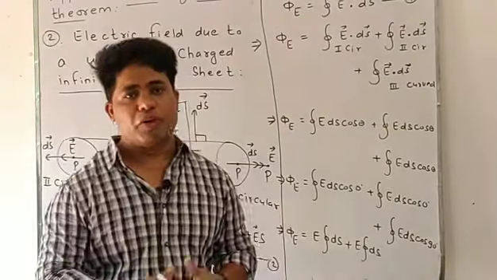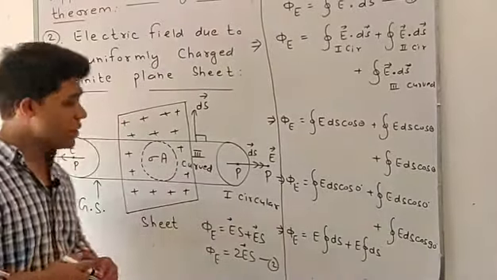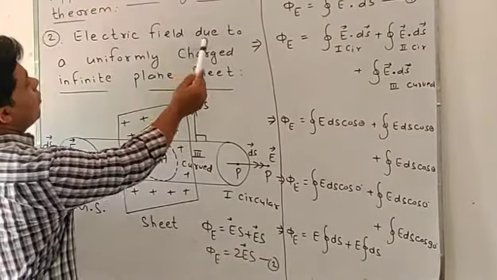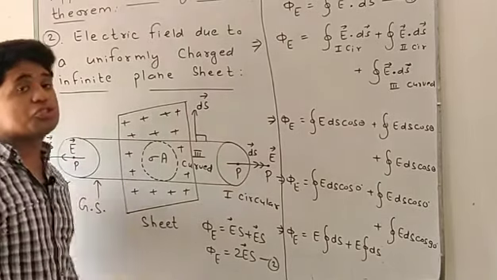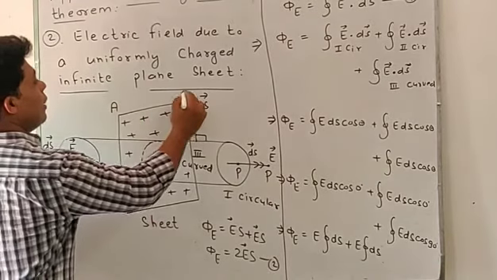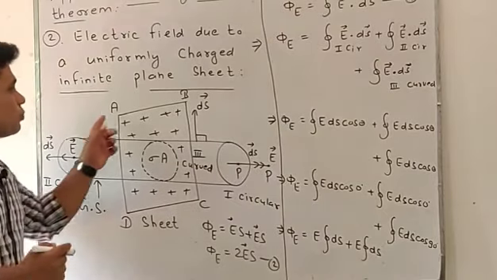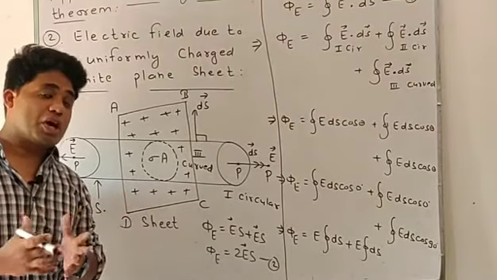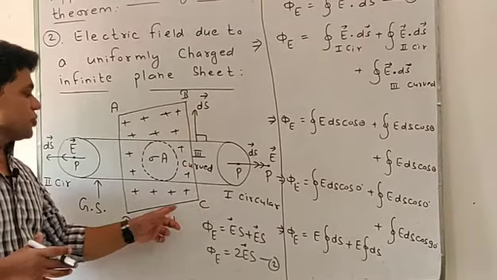Now students, we'll discuss the second application of Gauss theorem. The second application is the electric field due to a uniformly charged infinite plane sheet. Look at students, let ABCD be a small portion of an infinite charged plane sheet. ABCD is a charged sheet.